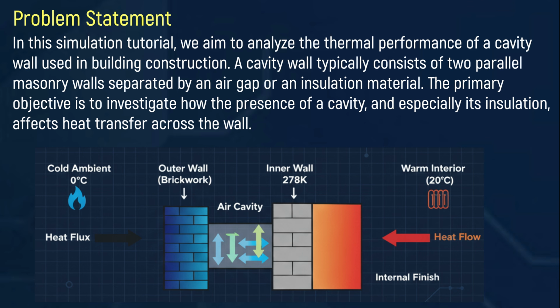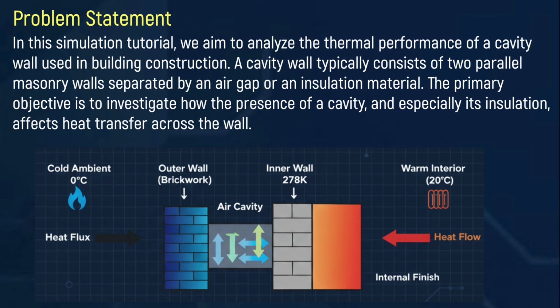Instead of building a single solid wall, a cavity wall consists of two separate walls, known as leaves or skins. These are built parallel to each other. The two walls are separated by a narrow gap called the cavity. The inner wall, or inner leaf, faces the inside of the building, while the outer wall, or outer leaf, faces the outside environment.